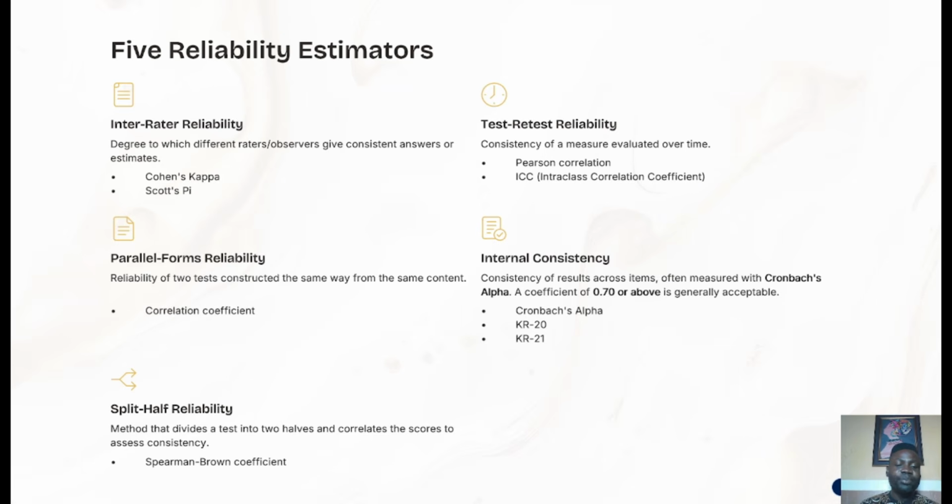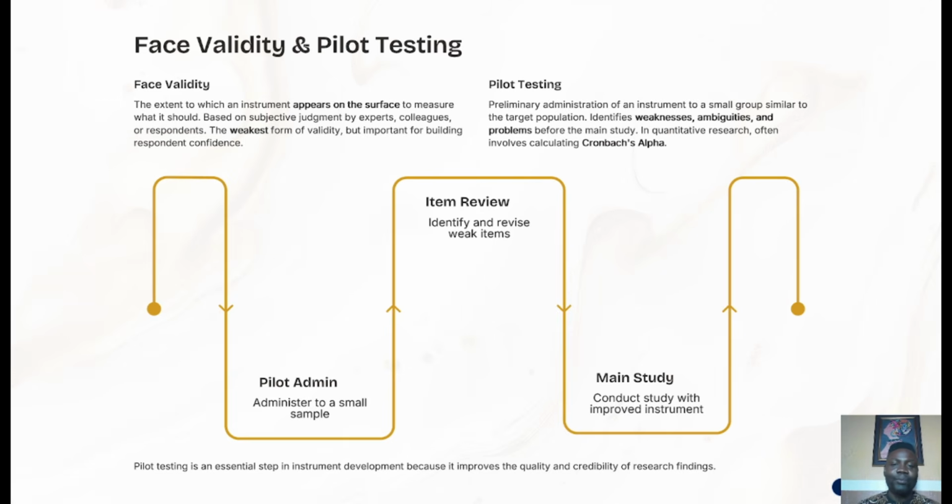We also have another method, which is called split halves, and the scores are correlated. Let's say I have 10 items measuring cleanliness, and I can split it into 5 and 5, and I would administer it to a group of students. And there is an analytical tool called Spearman-Brown coefficient, which we will use to determine whether the instruments are agreeing, are reliable, the consistency of the score.